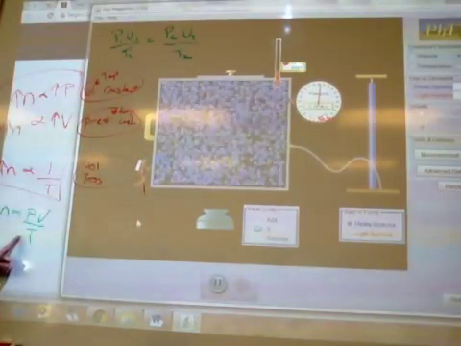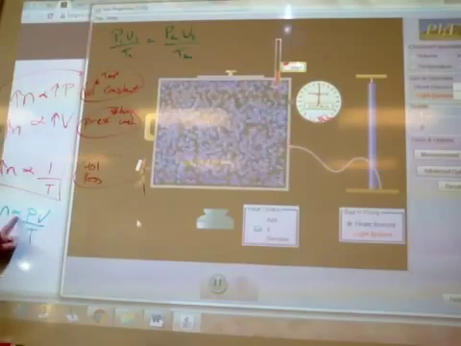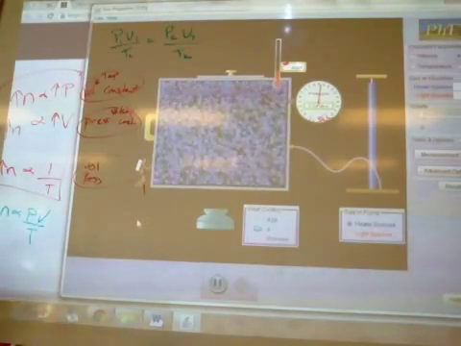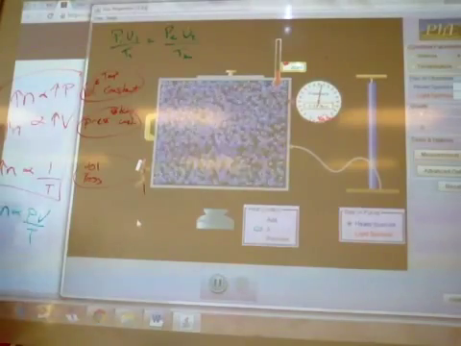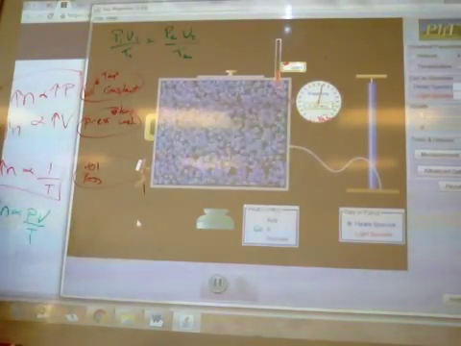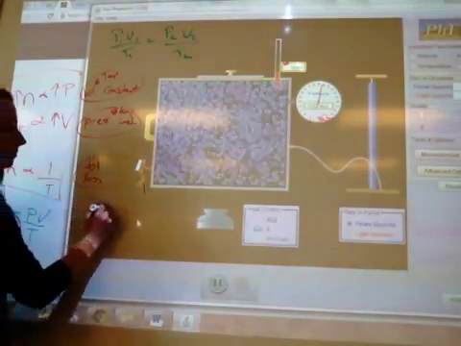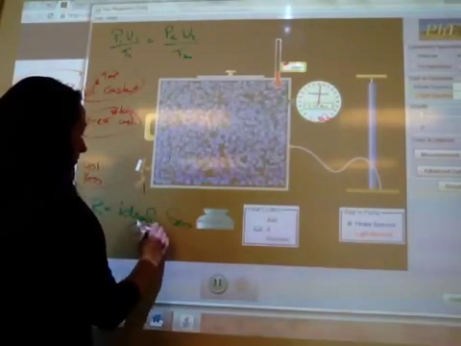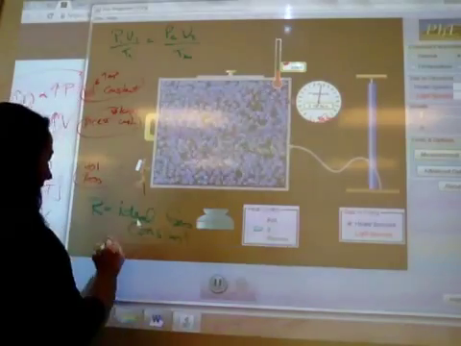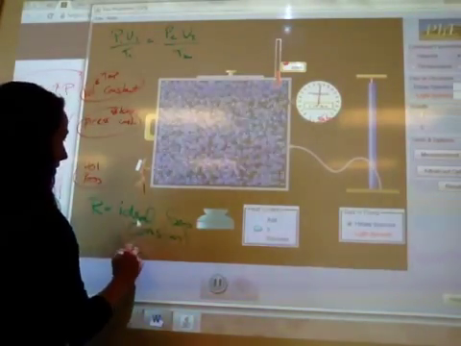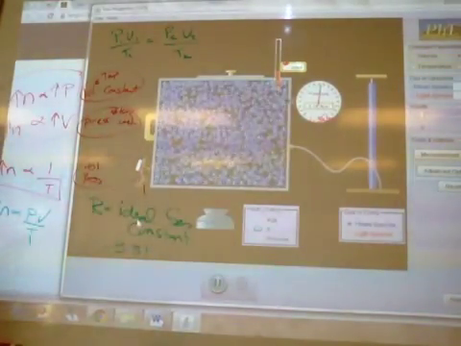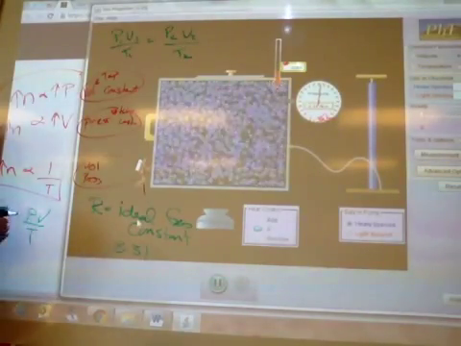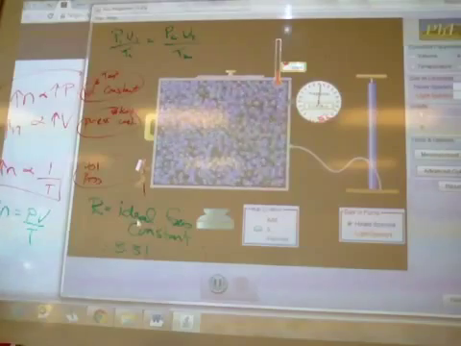See? They're the same. And I can't put an equal sign here because it doesn't equal my number of moles yet. But it does vary by a constant. That constant is called the ideal gas constant, and it is 8.31. So as long as I multiply 8.31 by my number of moles, I can equal my PV divided by T.